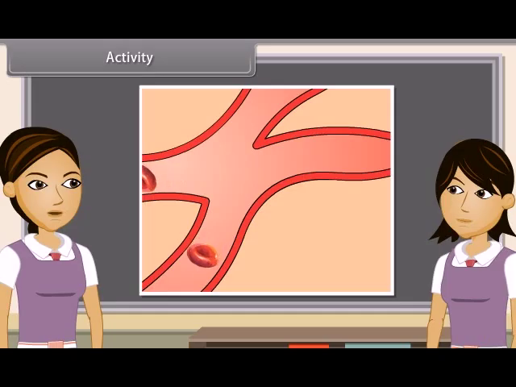Human red blood cells are circular, biconcave and denucleated and more in number. It has iron containing conjugated protein called hemoglobin, due to which they are red in color.